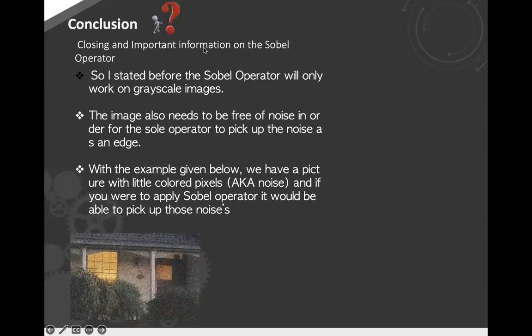So, conclusion. Here is some closing and important information on the Sobel operator. As I've stated before, the Sobel operator will only work on grayscale images, and the images also need to be free of noise, otherwise the Sobel operator will pick up the noise as an edge. With the example given below, we have a picture with colored pixels, aka noise. If you were to apply the Sobel operator, it would pick up those noises, as shown below.